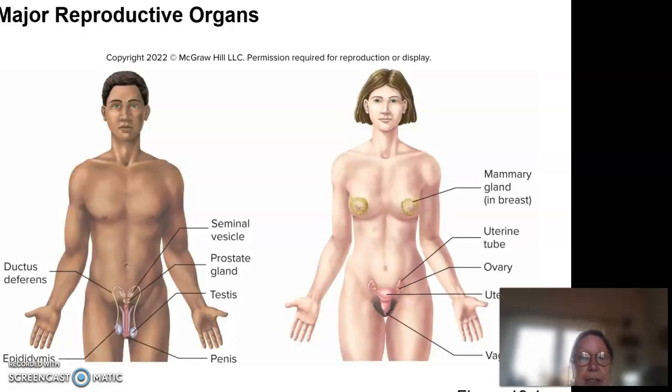And here's a picture of the differences. Females have breasts, mammary glands, a uterus, and ovaries, whereas the males have the penis, the epididymis, the testes, and a prostate.